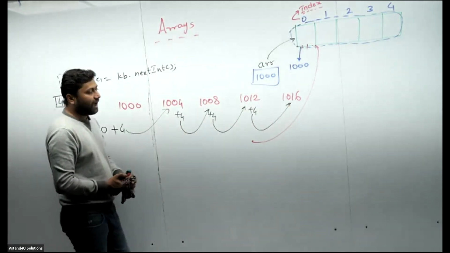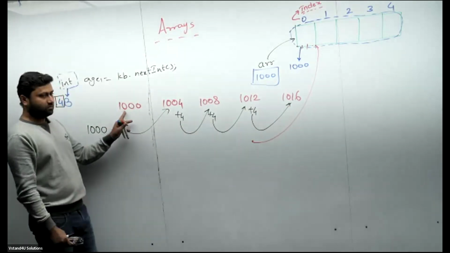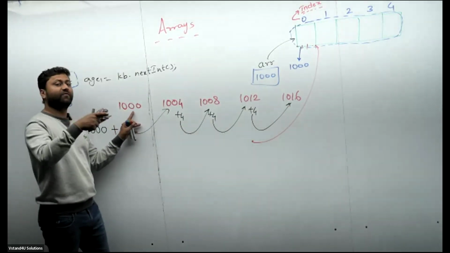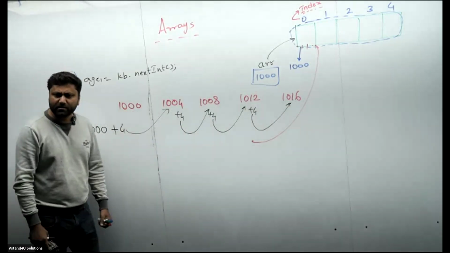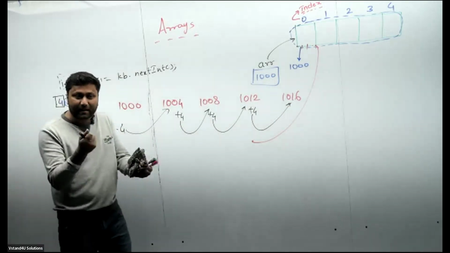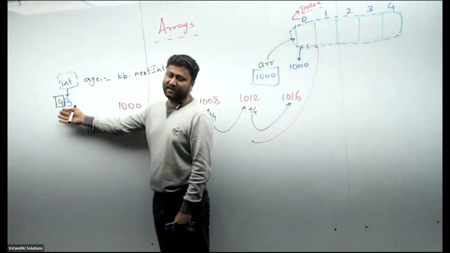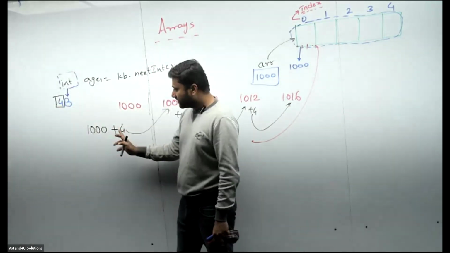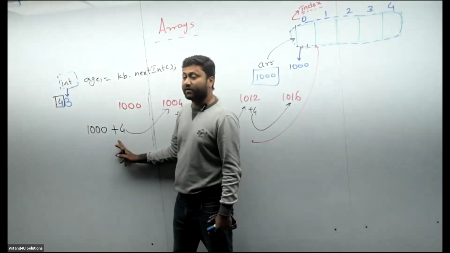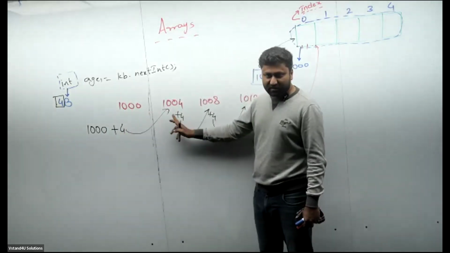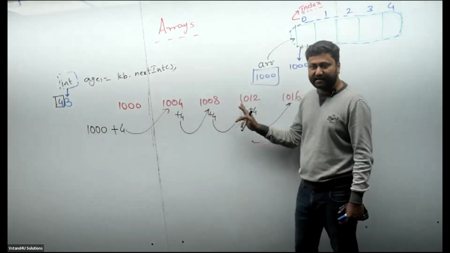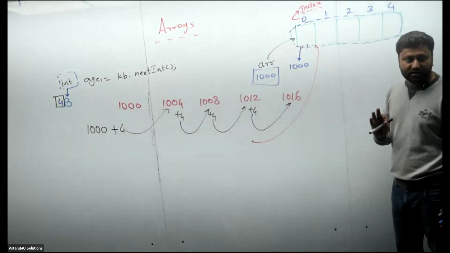The point is, if I get to know the base address and I know what type of data you are storing, I need the size. Basically, why am I asking for the type of data? The reason is, I need the size. If you give me the size and I know the base address, then I can know where the next element would be. For this, again, I'll add size. Next. Are you able to understand?